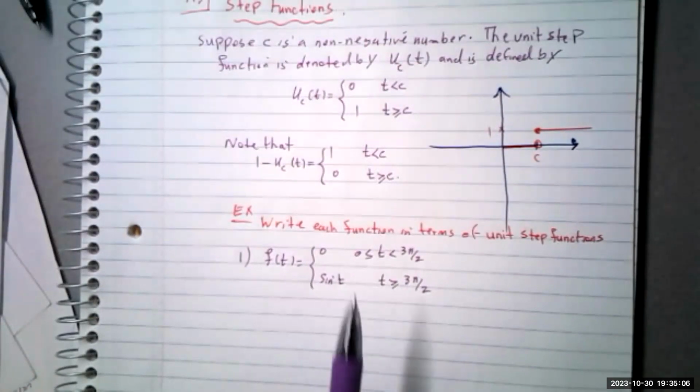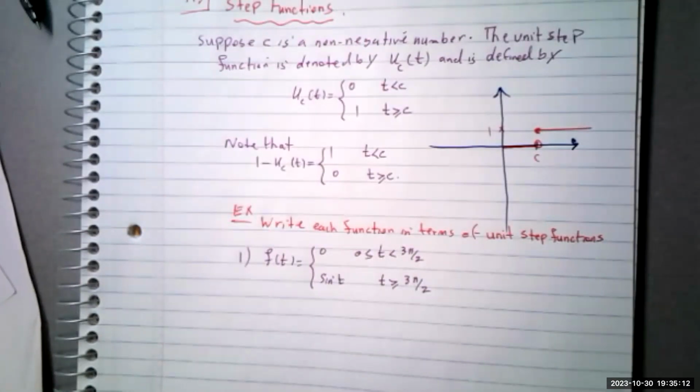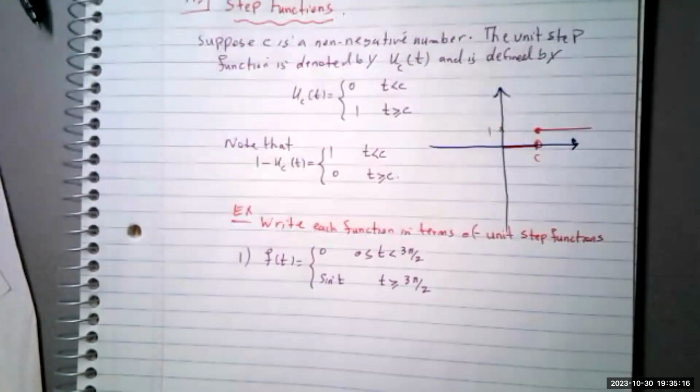Okay, just compare it with the definition that you have. So the partition point is 3 pi half, so c is 3 pi half. If you want to change it, you need 0, 1 in this case, okay? So you have to make this one into 1.